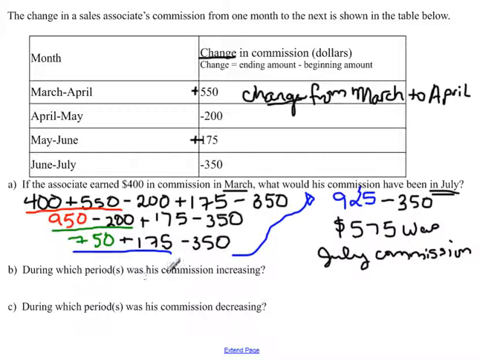And we can see here during which periods the commission was increasing. That's where there was a positive change. So March to April and May to June. And where was it decreasing? Well, that's where it would have been negative. So that would have been April to May and June to July. And we would want to be sure to fill that information in.